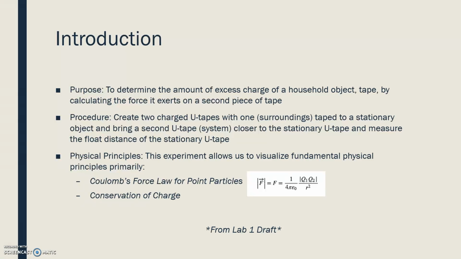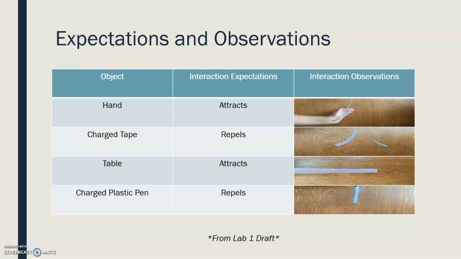Coulomb's force law, shown here, allows us to determine the electric force exerted on one point particle by another, given the distance between the 2 point particles and the respective charges. Meanwhile, the conservation of charge states that the net charge of a system plus its surroundings cannot change. The assumptions that can be derived from these physical principles will be discussed later on.